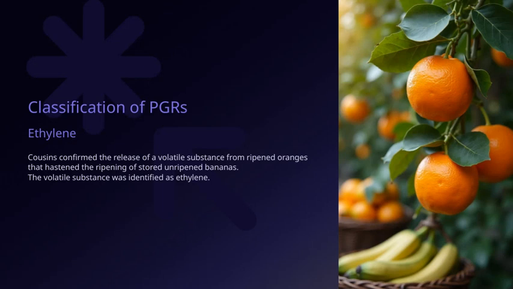Cousins confirmed that ripened oranges release a volatile substance, and interestingly, this substance speeds up the ripening process of stored unripened bananas. What they found was that this volatile compound is actually ethylene. Ethylene is a plant hormone that plays a crucial role in regulating various growth and developmental processes, especially fruit ripening. When we talk about plant growth regulators, or PGRs, ethylene is classified as one of the key natural regulators because of its significant influence on ripening.